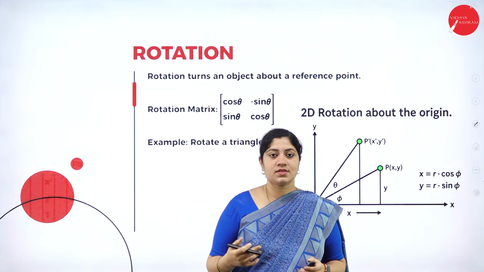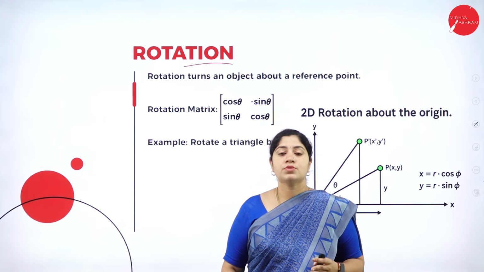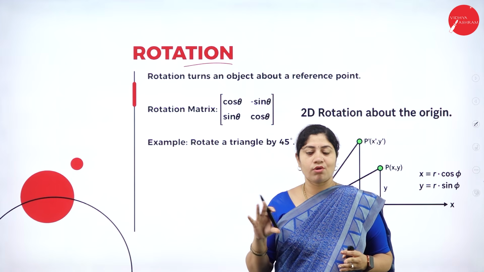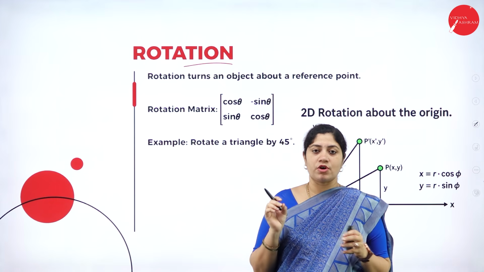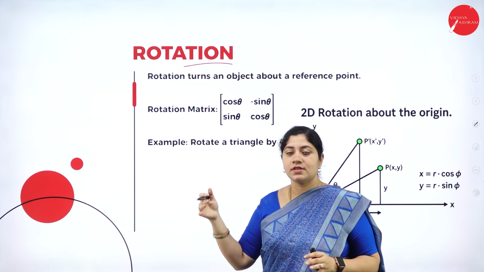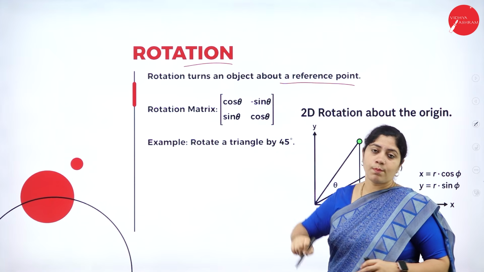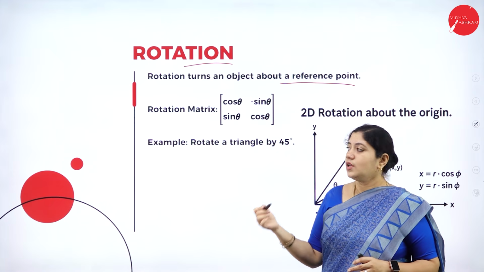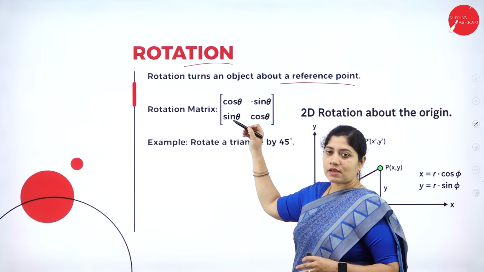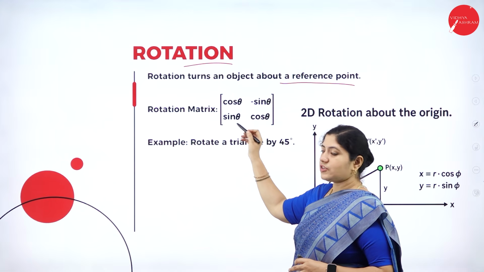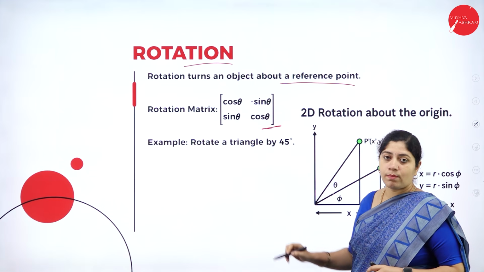Now let's see the next topic, that is rotation. We have a good idea of what this is. The object will be turned by keeping some reference point, correct? Yes, that's the same thing over here. Rotation turns an object about a reference point. Now with respect to that, what is the matrix representation? It is cos theta, minus sin theta, followed by sin theta and cos theta. This gives a complete rotation matrix.